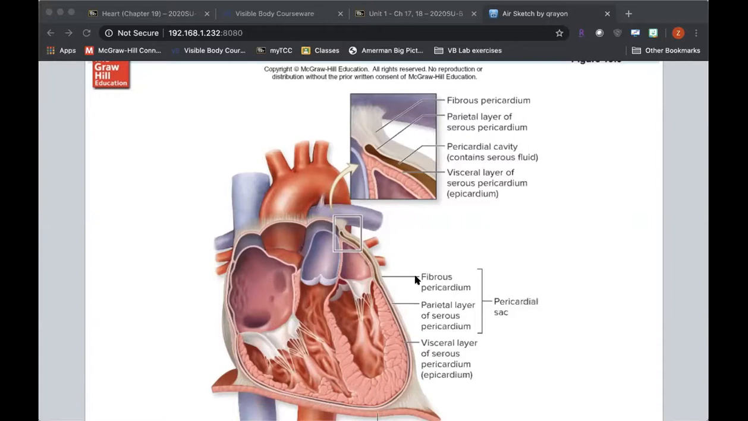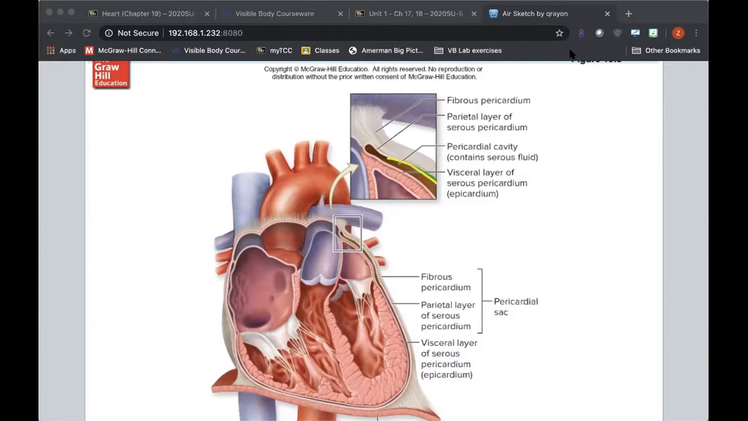I'm sorry about that. Let me pick green. Okay. So, maybe that wasn't the best. Okay, so it's right here. That's the parietal layer. It is much, much thinner than the fibrous pericardium, as you can see. Okay, it's a very thin layer there. That's the parietal layer.